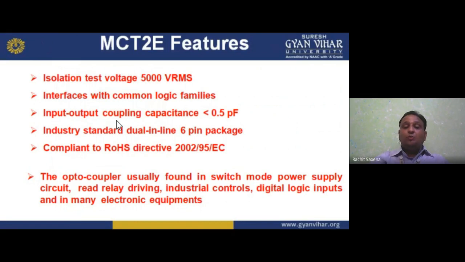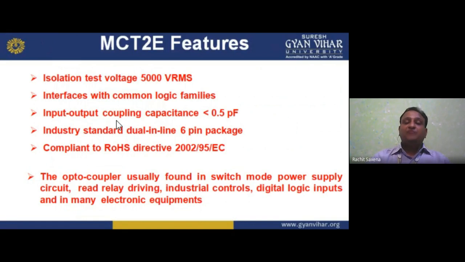Now, the optocoupler is usually found in switch mode power supply circuits, SMPS. Where do we use SMPS, my dear students? We find SMPS in the computer, in the central processing unit. In this SMPS we find this type of optocoupler, that is the MCT. Then reed relay driving, industrial controls, digital logic inputs, and many electronic applications. So these are the applications, but first we have the features.